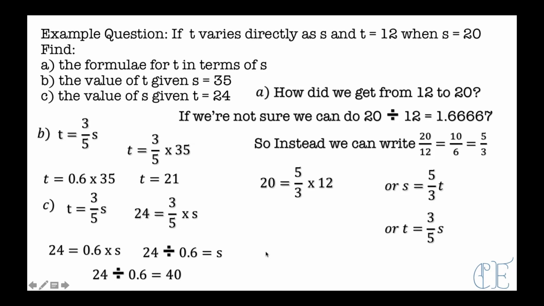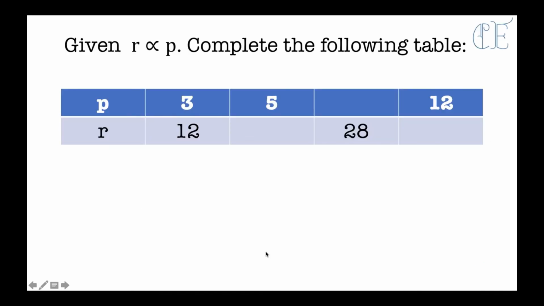Okay. Alright, so let's have a look at this example now. So you've got to try and complete the following table. If you would like to have a go at it and pause the video, feel free to do so. But I think it is useful to go through it. Okay, so first thing we need to think about is you've got two values here, P and R, and it says that R is directly proportional to P, so complete the following table.